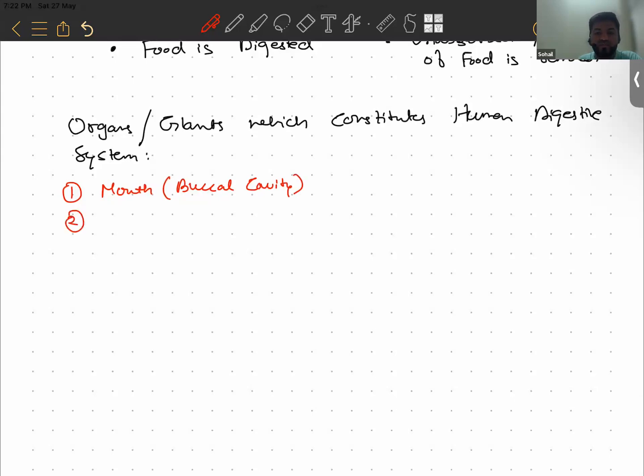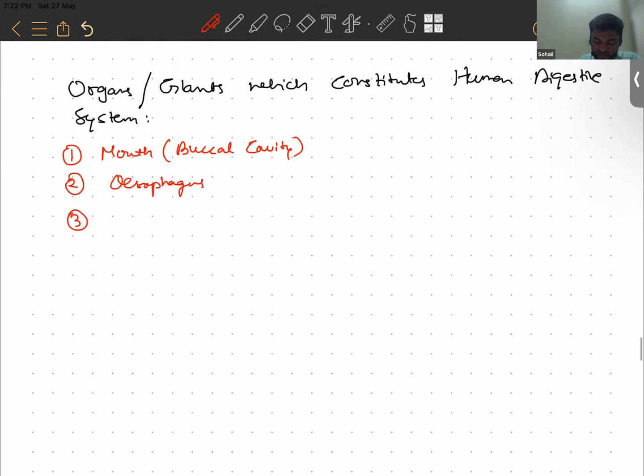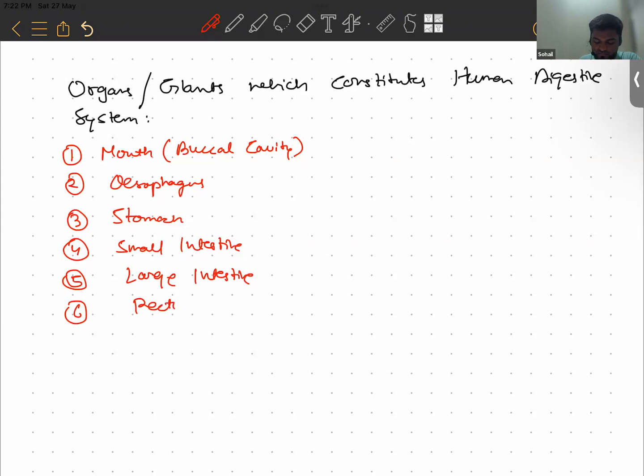Then you have the esophagus, salivary gland, and after this the stomach. Then the small intestine, and then the large intestine. Then we have the rectum and anus. So basically, this is the alimentary canal here.